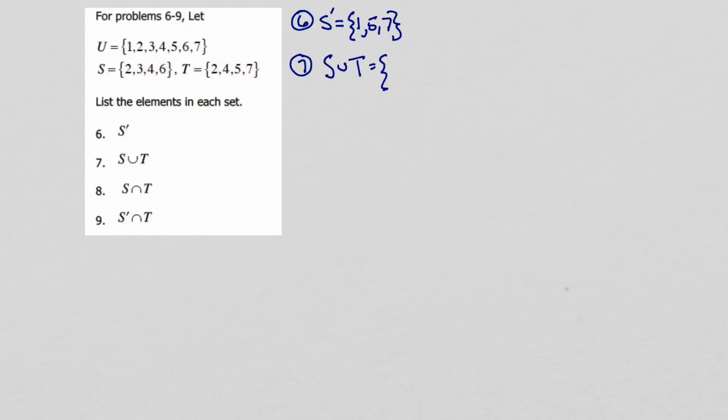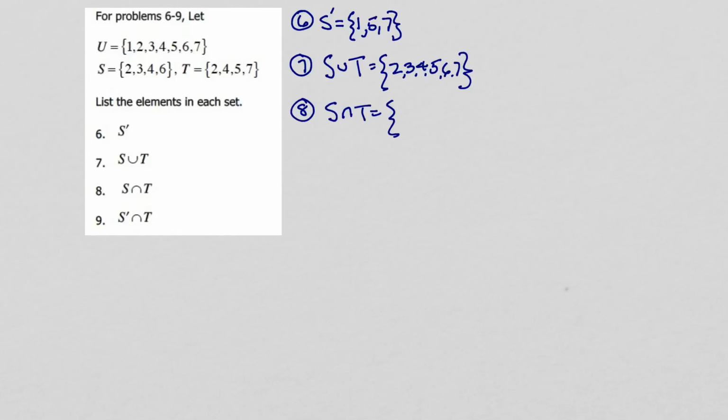So I'm going to take everything here. So we're going to get a 2, 3, 4, 5, 6, and a 7. But no 1, so we'll separate them by commas here.